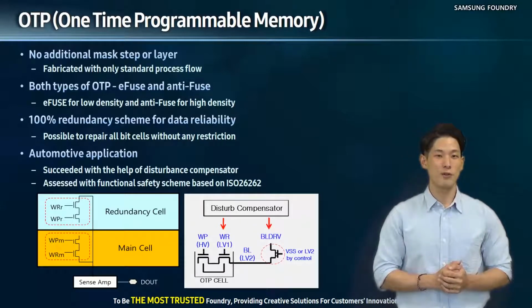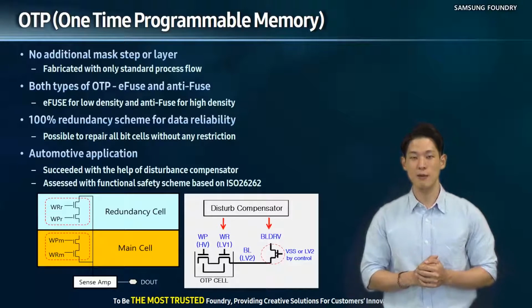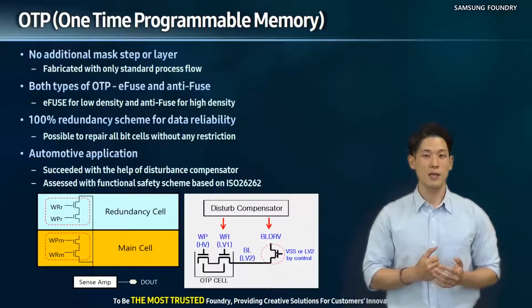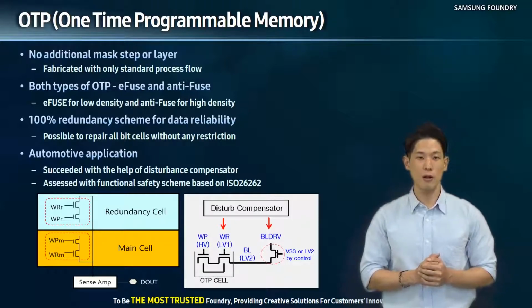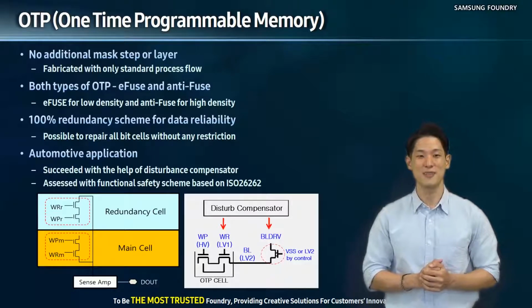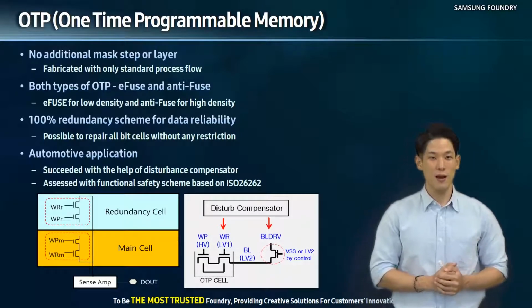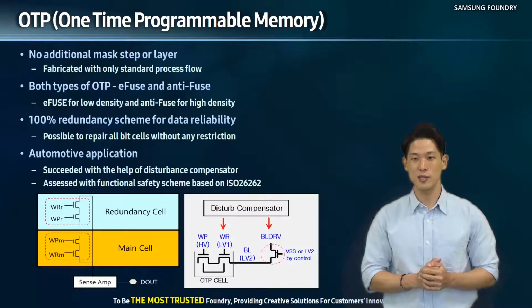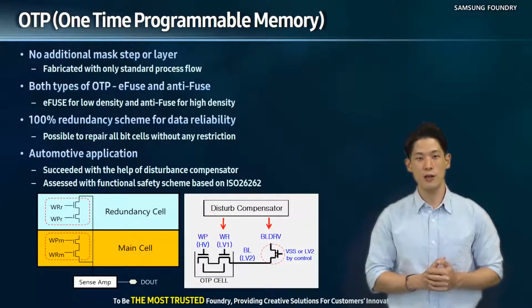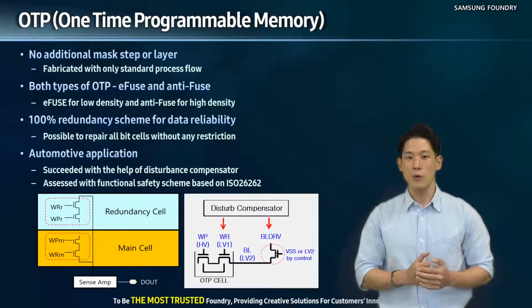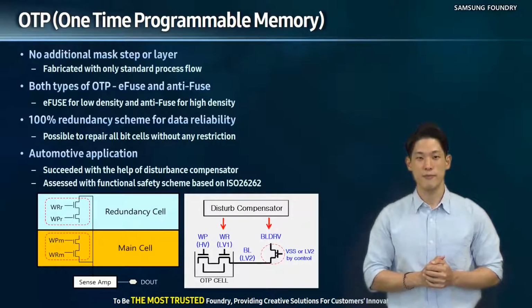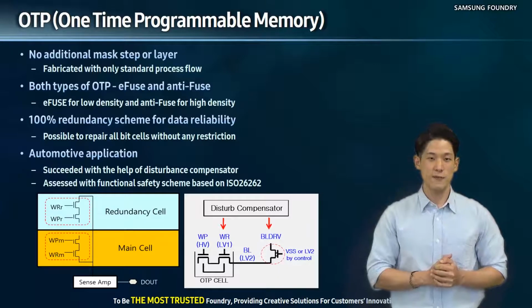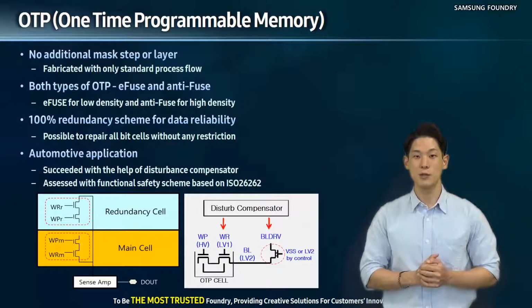Third, we have 100% redundancy scheme for data reliability. So it is possible for customers to repair all bit cells without any restrictions. Fourth, automotive application has been set up. We solve programming disturbance issue at hot temperature with the help of disturbance compensator, which controls the cell bias condition. Our efficient functional safety scheme let us get the ISO 26262 assessment.